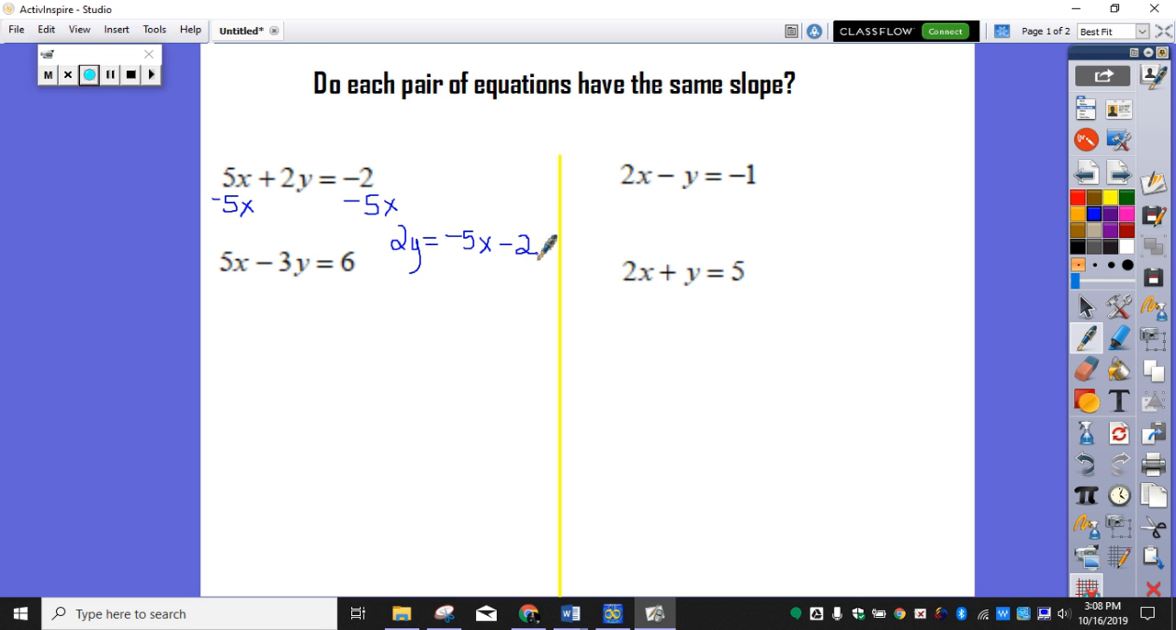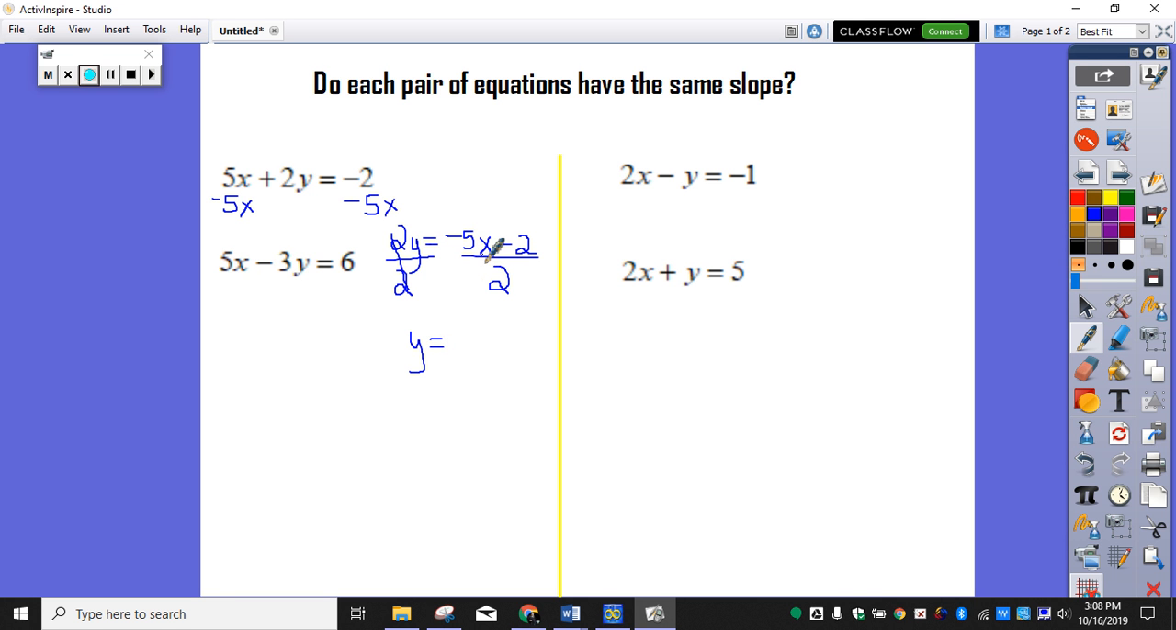These are not like terms. I cannot combine them. It just has to stay that way. I still have this positive 2 multiplied by the y, so I have to undo that as well by division. So divide both sides by 2. 2 divided by 2 is 1, and 1 times y is y, so that all disappears.